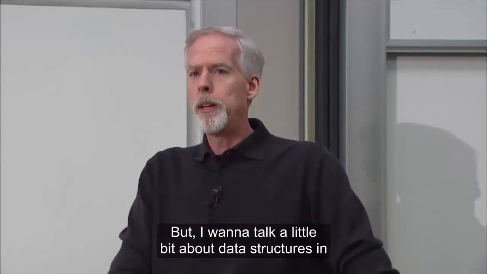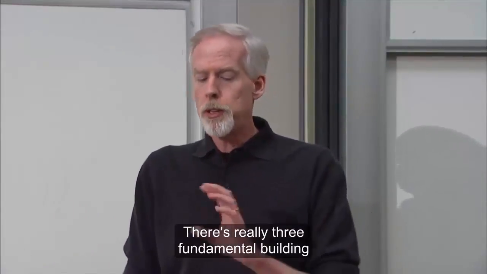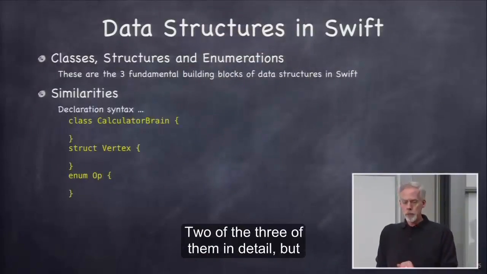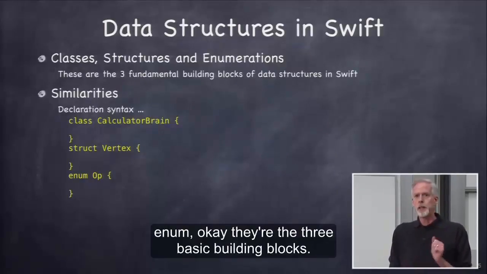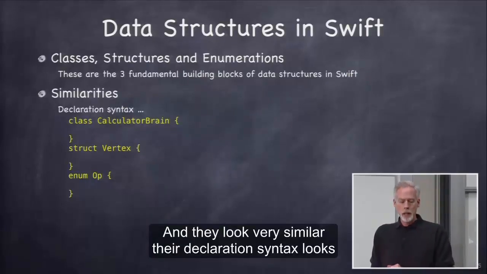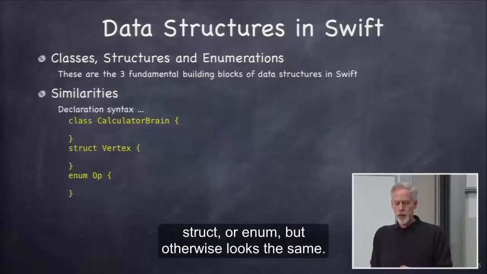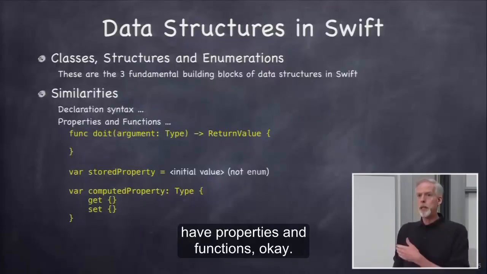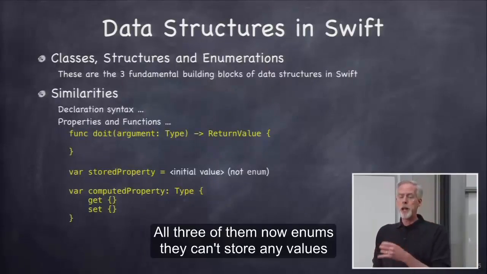But I want to talk a little bit about data structures in Swift in general. There are really three fundamental building blocks for the data structures that you might build, and you've seen two of the three of them in detail. They are class, struct, and enum. They're the three basic building blocks, and they look very similar. Their declaration syntax looks very, very similar. The only difference is whether it's class, struct, or enum, but otherwise it looks the same. They're also very similar in that they can all have properties and functions, all three of them. Now enums, their properties can't store any values.